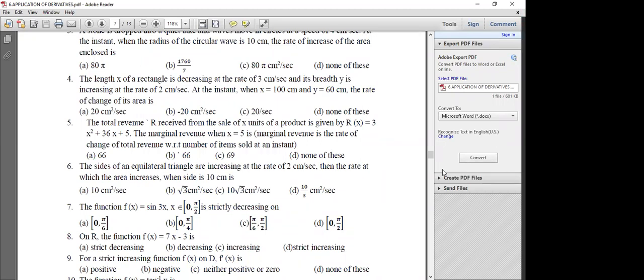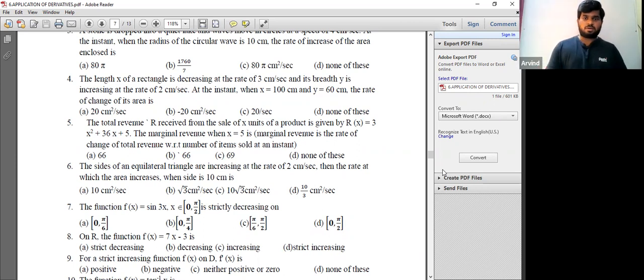Option A is 20 centimeter square per second. 20 centimeter square per second. Okay, you will get it as 200 minus 180. 200 minus 180 is 20.